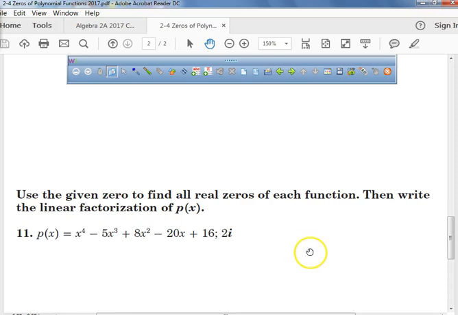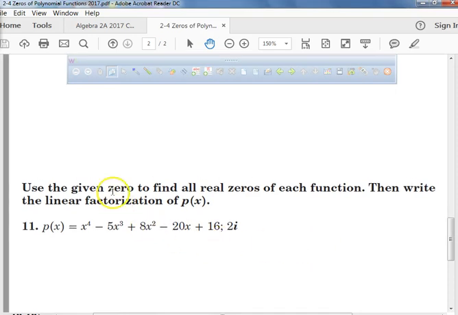Testing 1, 2. Testing 1, 2. Is it working?